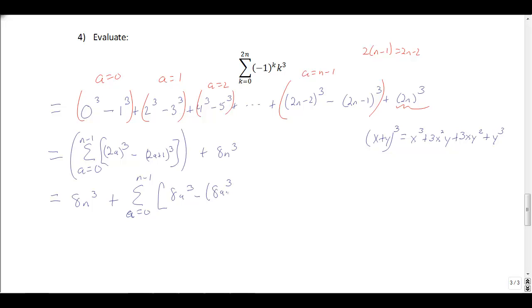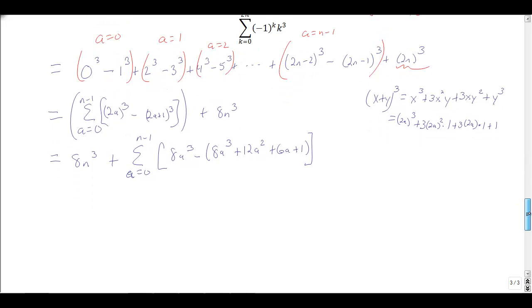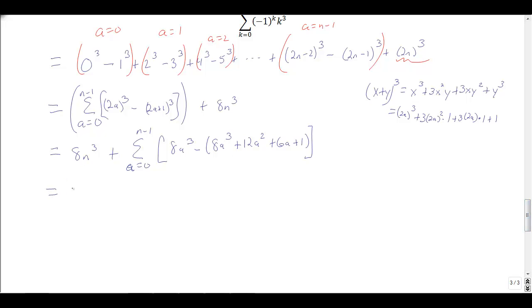That's 8a cubed. So let's just write this out in our case. This is (2a) cubed plus 3 times (2a) squared times the y, which is just 1, plus 3 times 2a times 1 squared, which is just 1, plus 1. So I get 8a cubed. 2 squared is 4, times 3 is 12, a squared. 3 times 2 is 6a plus 1. So we get that. Now we just need to simplify down what's inside.